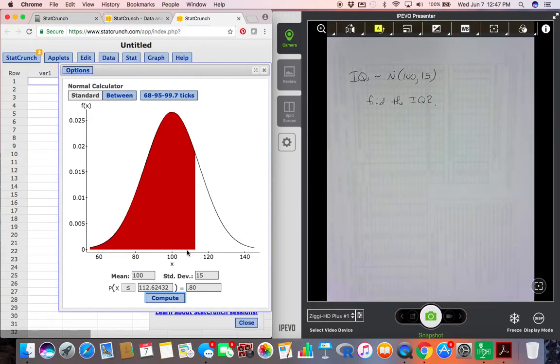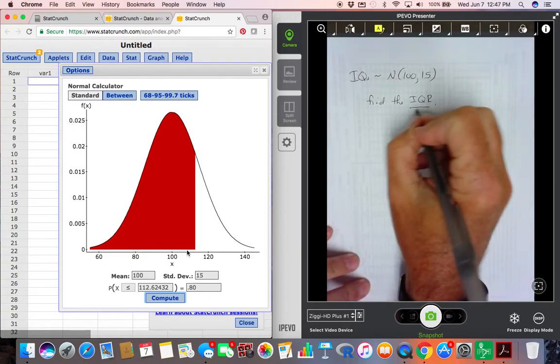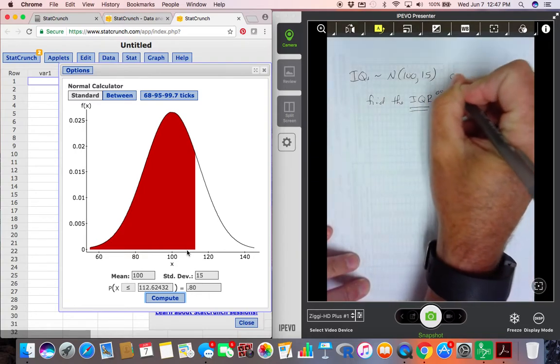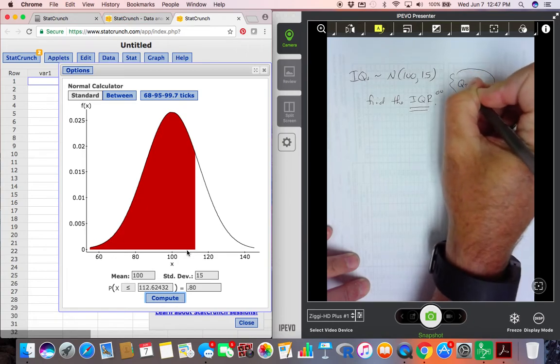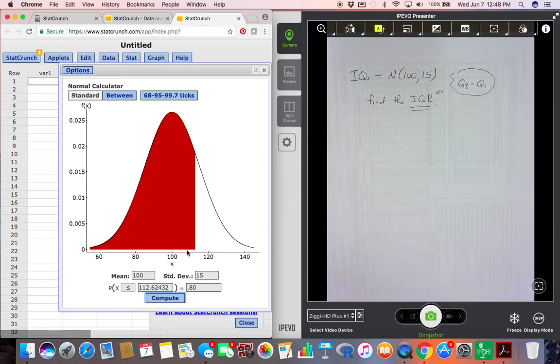Find the IQR. And students lose their minds when I give them this problem. There will be one of these on your MyStatLab assignment too. Find the IQR. Now guys, remember from many moons ago, IQR is what? Q3 minus Q1, right?